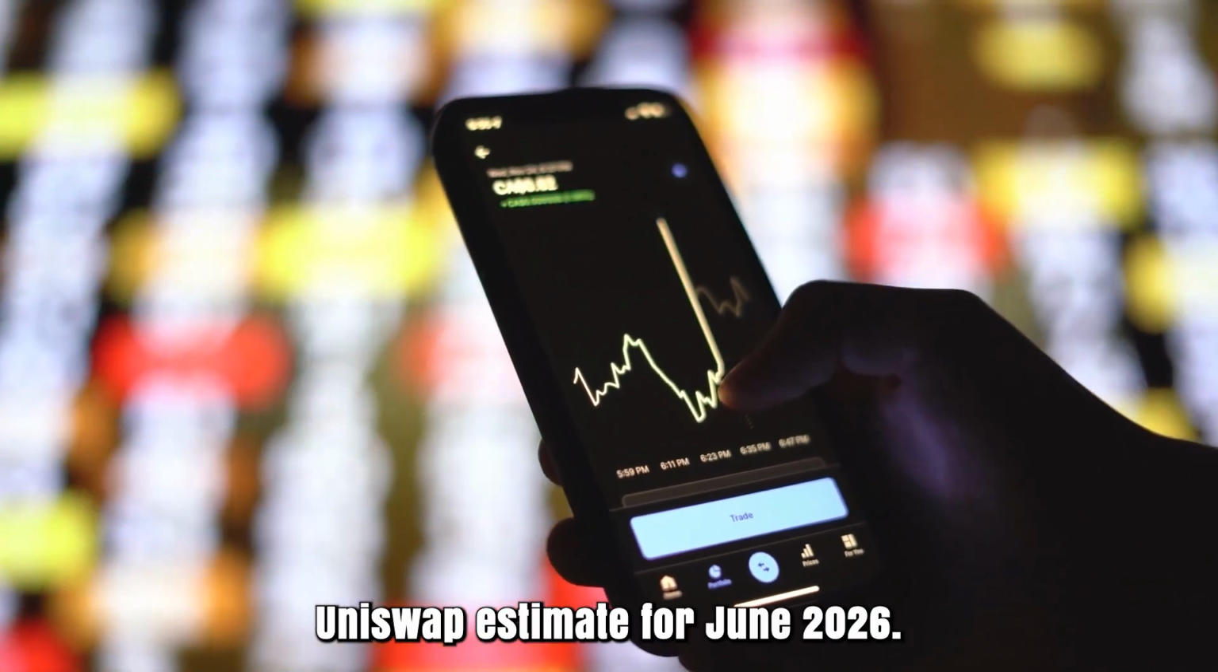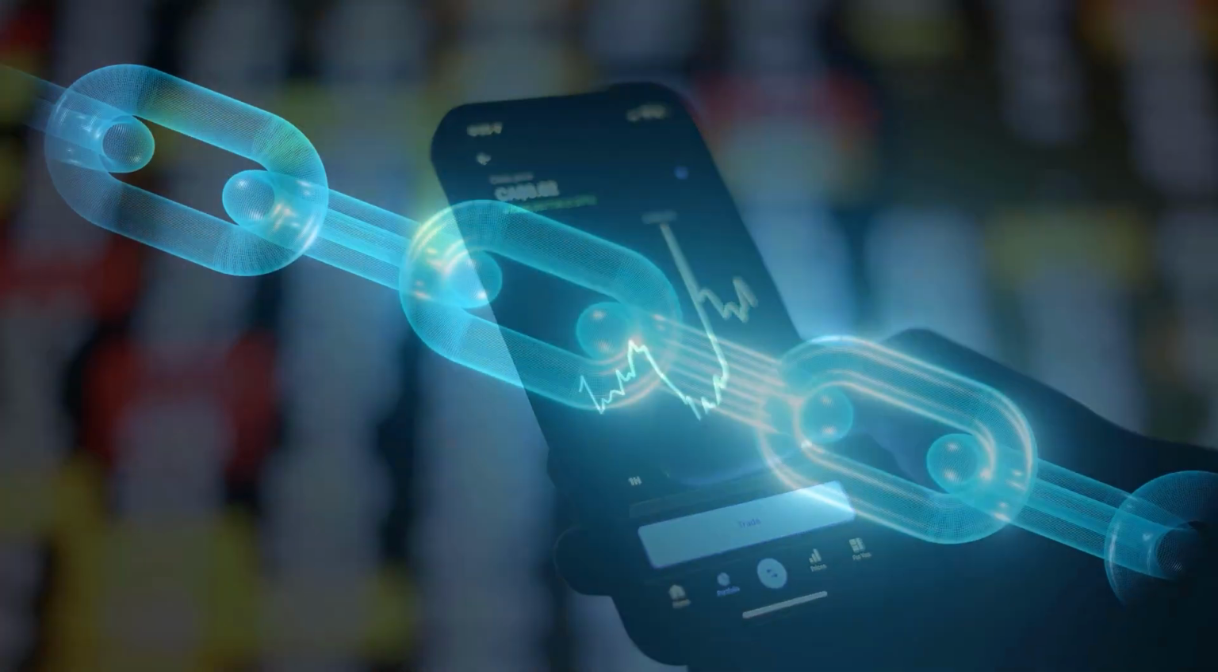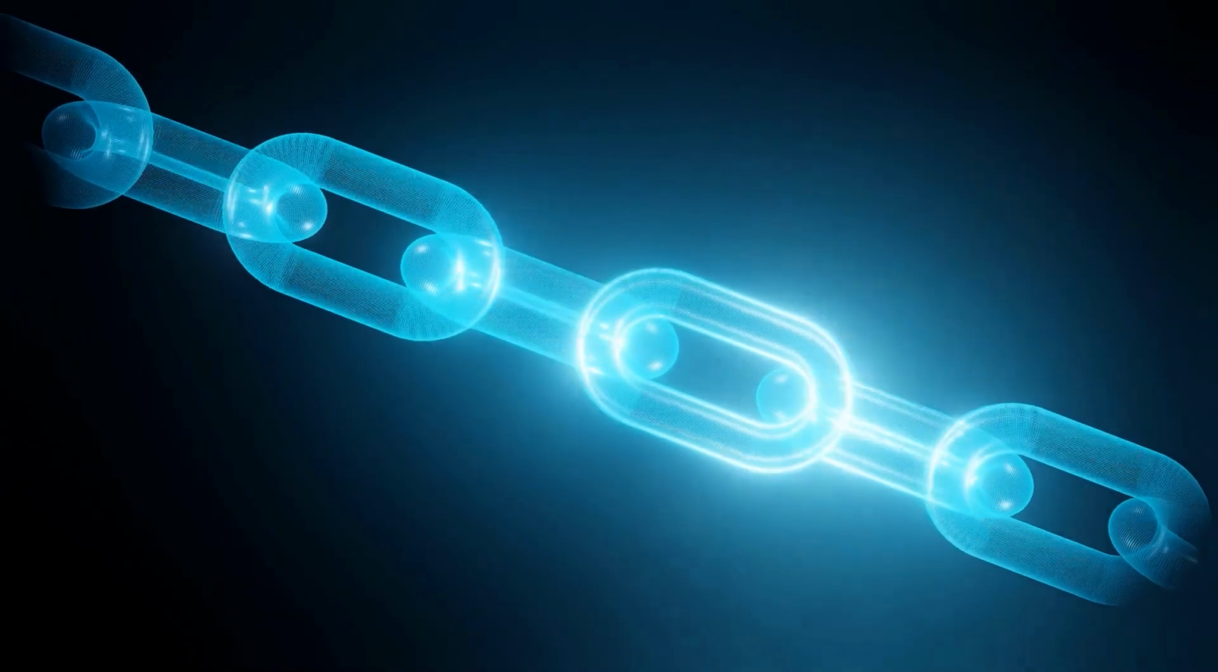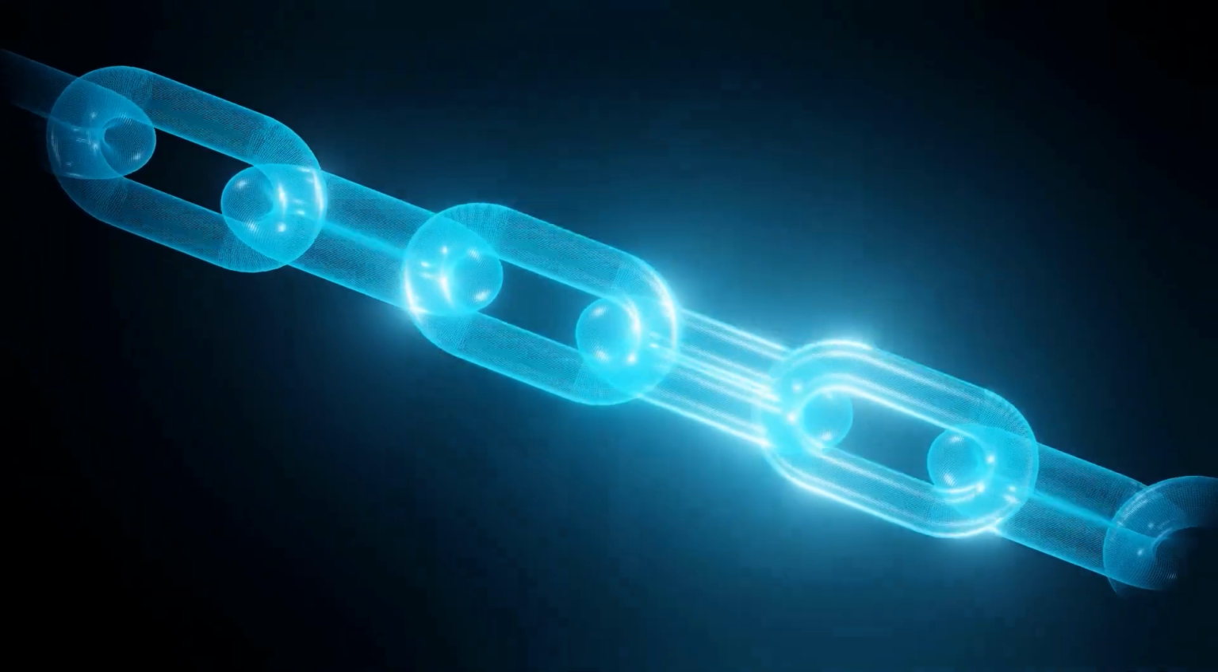Uniswap estimate for June 2026. The opening price is 488 rand. The high price is 488, while the low price is 401.